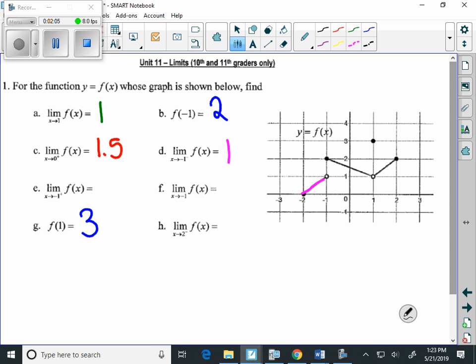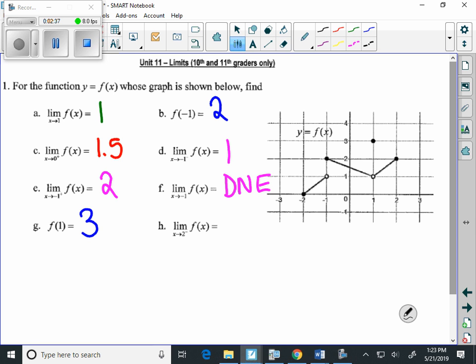If we come from the other direction, we're going to look at a different branch of this graph, because we start over here. As the x value gets closer and closer to -1, we're getting closer and closer to 2. Because, as we come from the left, we approach 1, and we come from the right and we approach 2, this limit does not exist.